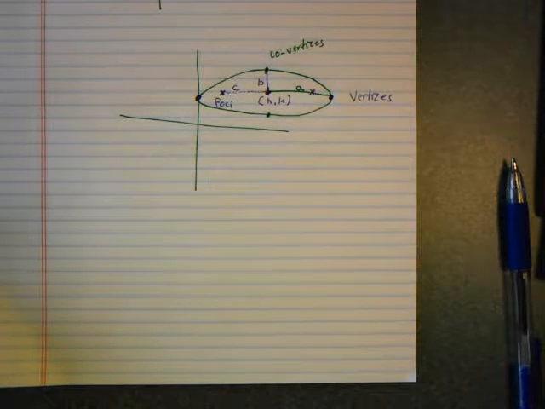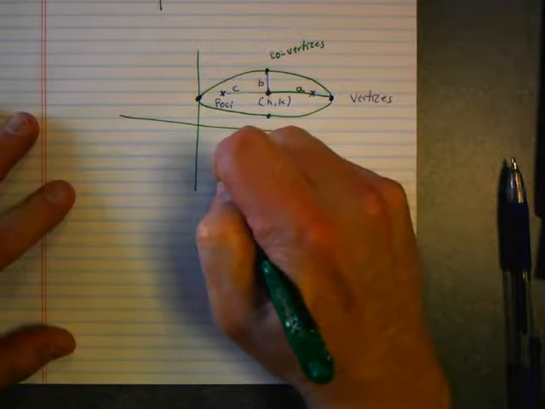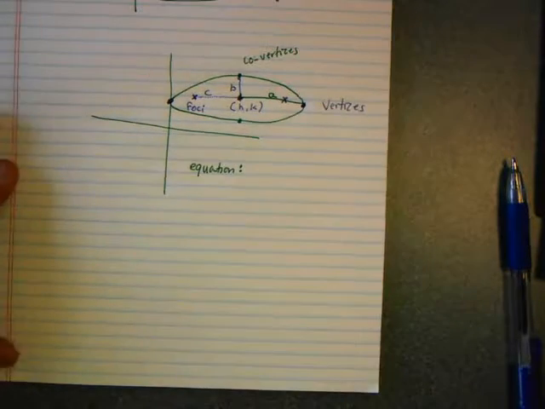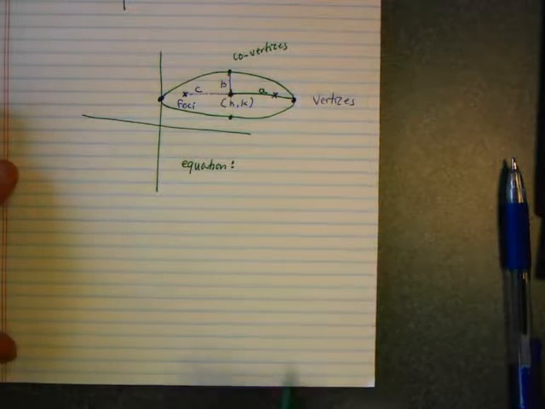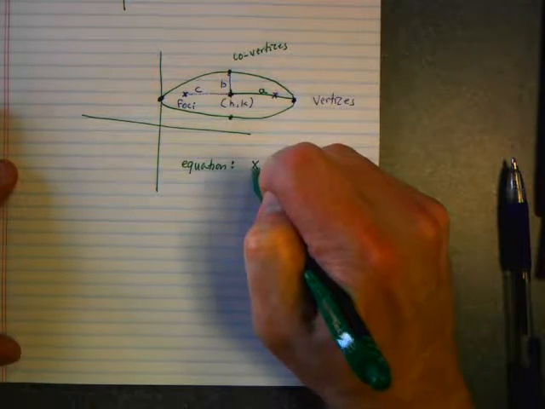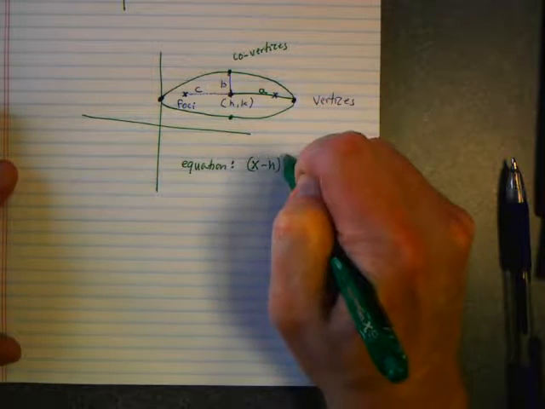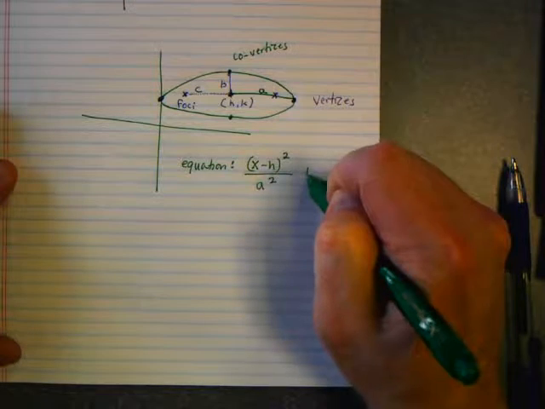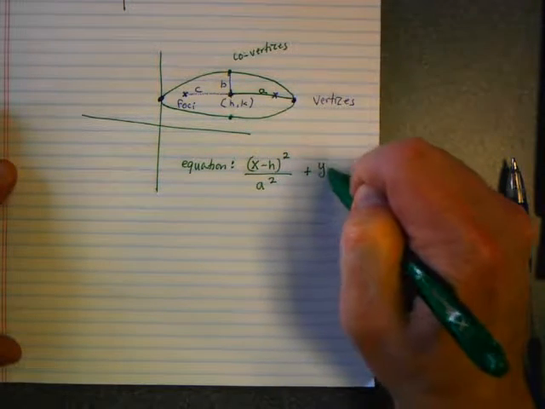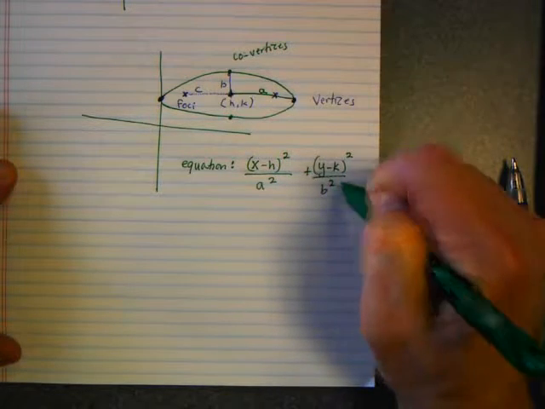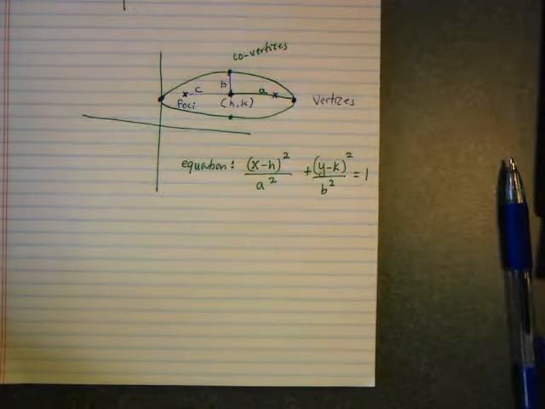All right, and then here's what the equation looks like. I'm just going to give it to you. I'm not going to derive it. They derive it in the book if you really want to read it. The equation of the ellipse is x minus h squared over a squared plus y minus k squared over b squared equals 1.